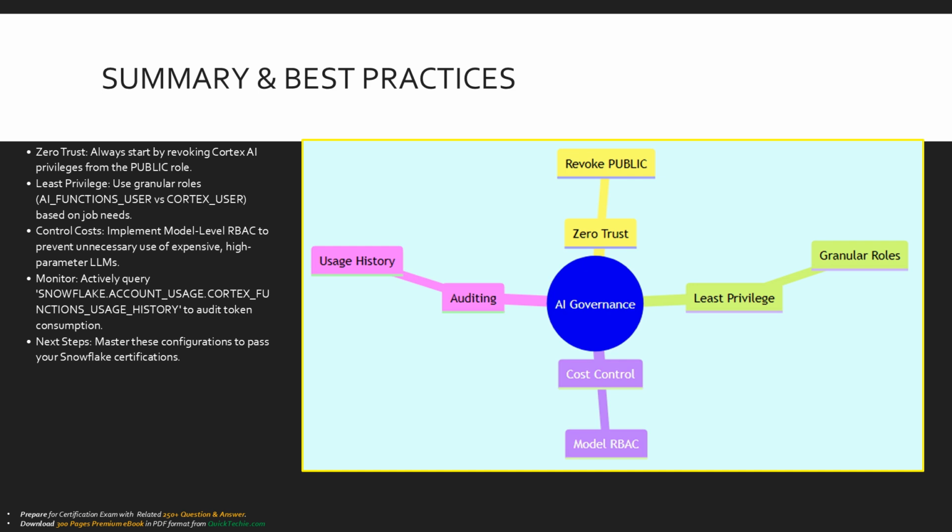This mind map serves as your final checklist for AI governance in Snowflake. Your foundation is zero trust. Branching out, you must apply least privilege via granular roles, strictly control costs through model RBAC, and maintain rigorous auditing using Snowflake's native usage history views. Keep this map in mind as you architect your solutions.